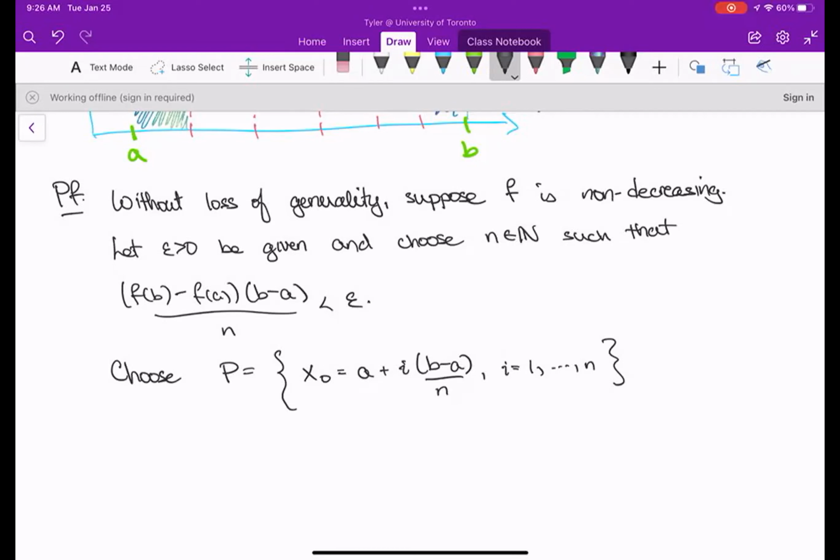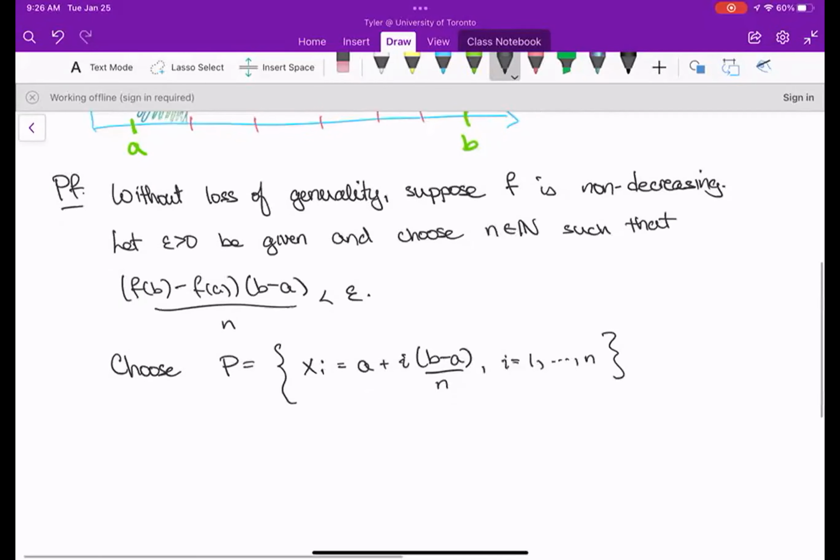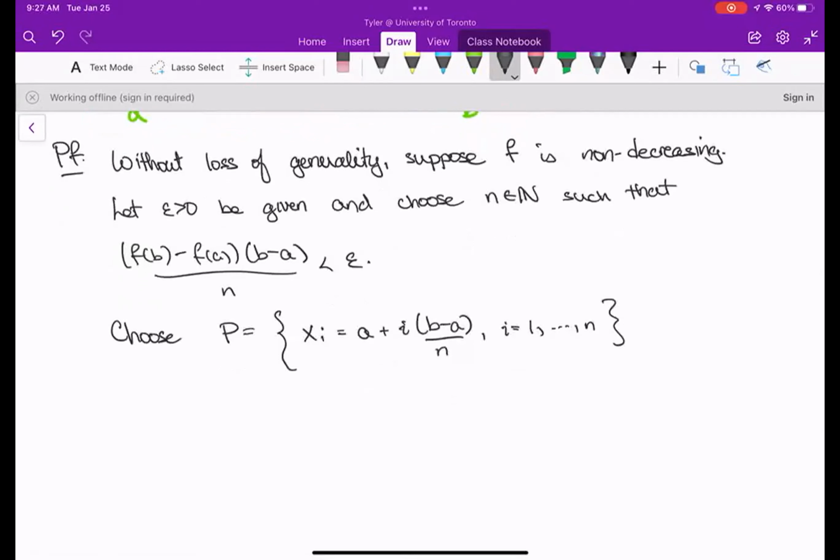This should be x_i. The first endpoint is a, right? And if we plug i equals n into this, you can do the math, everything cancels out and you get b. So this is a partition, and the great thing is the intervals of the partition here all have size (b minus a) over n, right? Basically by construction. So we're going to choose P to be this nice uniform partition.